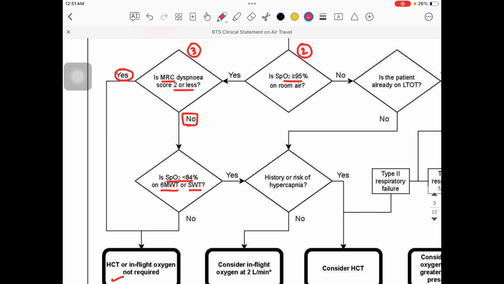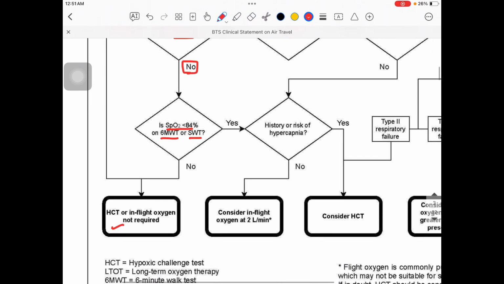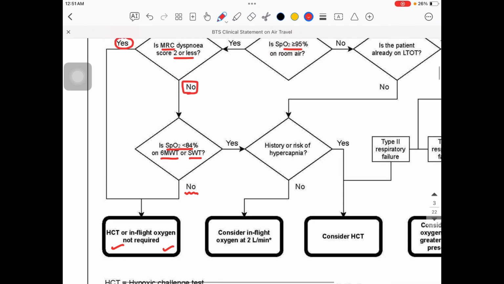There could be two scenarios: saturation lesser than 84% or saturation more than 84%. If the SpO2 is more than 84%, then again the person is safe to board the flight. But in case the person's saturation is lesser than 84%, then we need to check for the next question, that is hypercapnia, a higher level of carbon dioxide.